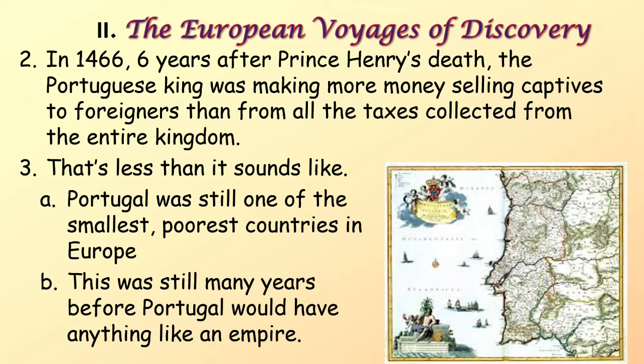In 1466, 6 years after Prince Henry's death, the Portuguese king was making more money selling captives to foreigners than from all the taxes collected from the entire kingdom of Portugal. Now, that's less than it sounds like. It sounds astronomical. But keep in mind, Portugal was still one of the smallest and poorest countries in Europe, so the tax revenue wasn't that much. And this was all still many years before Portugal would have anything like the vast trading empire that it was going to have.